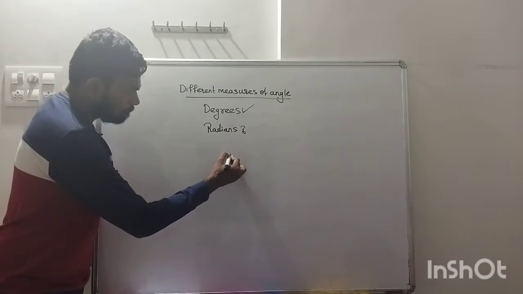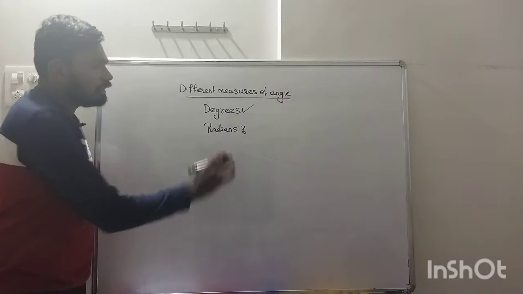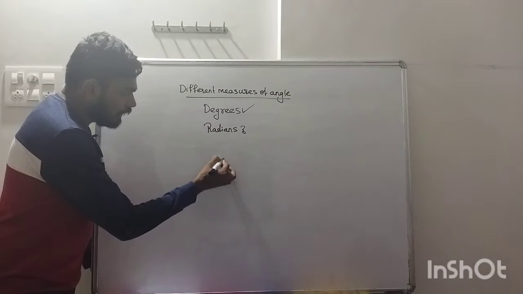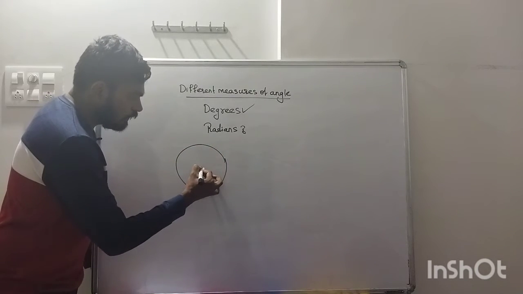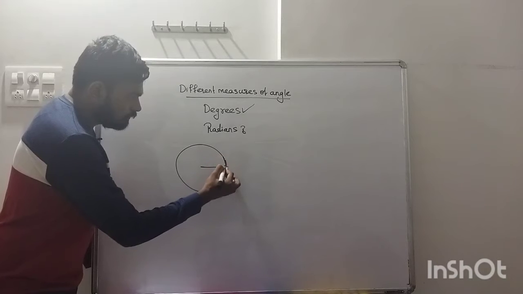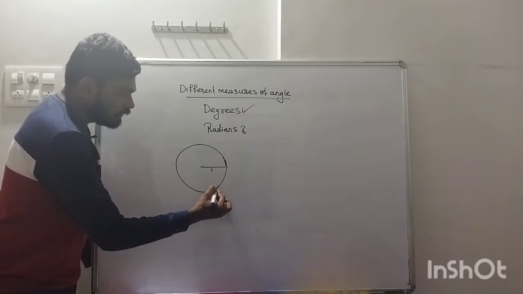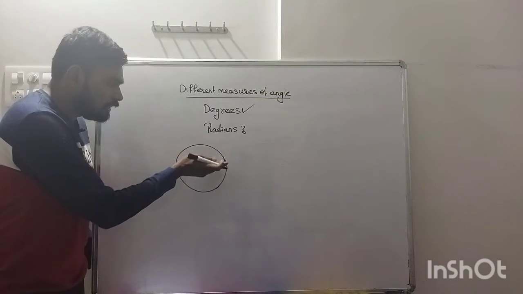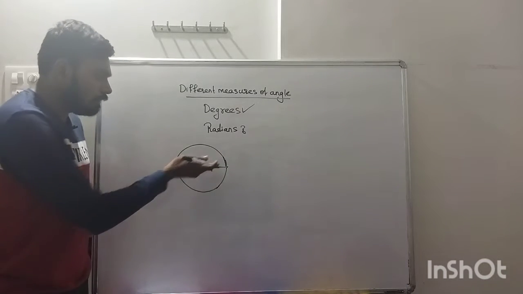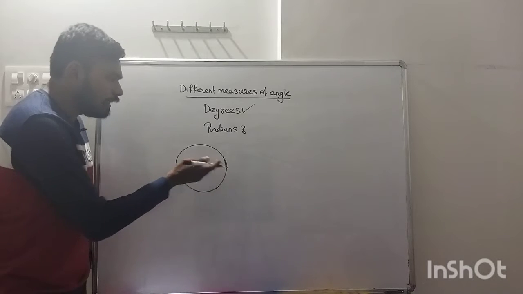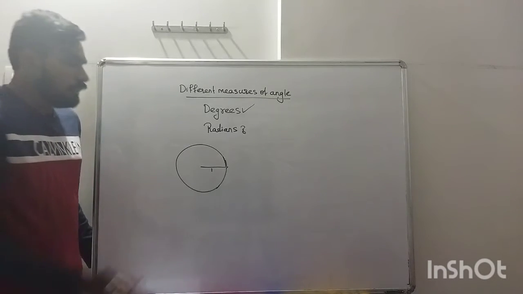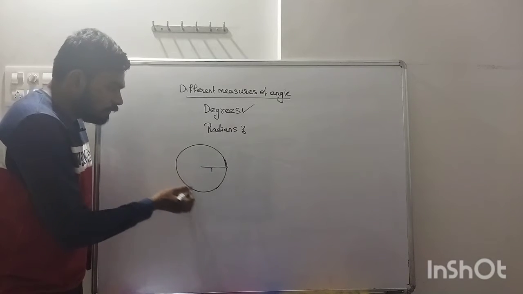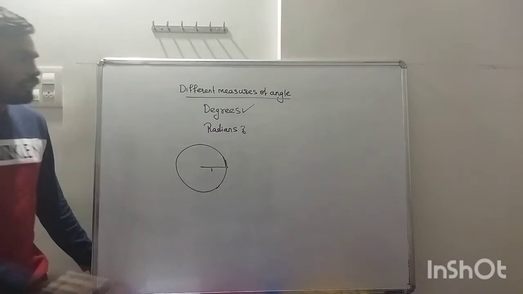Actually, radians are the same as real numbers. So what we do: see, if we take a full circle like this, of radius 1 centimeter, and consider this as one arm, and I rotate the second arm and come back here, what will we get? 0, then here it will be 90, 180, 270, 360 degrees. So this will be 360 degrees.